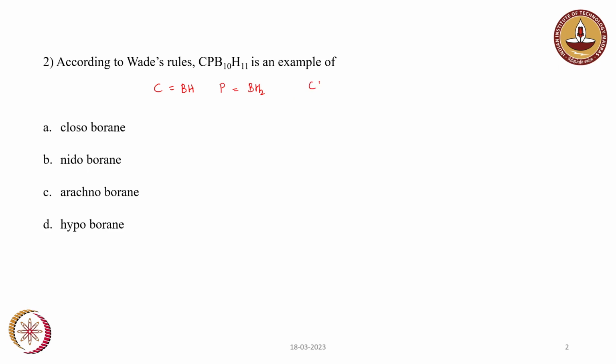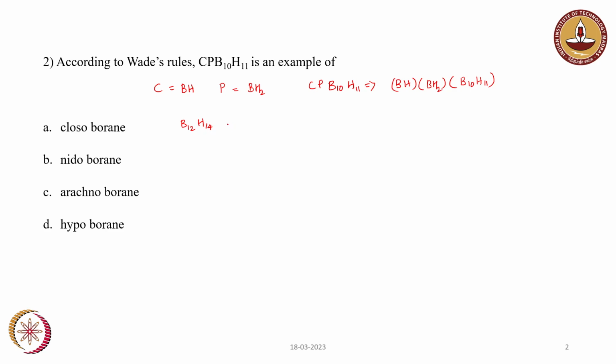So we can rewrite CPB10H11 as BH, BH2 and B10H11. So that will become B12, with 3 H here and 11 H in this group. So that will be 14.